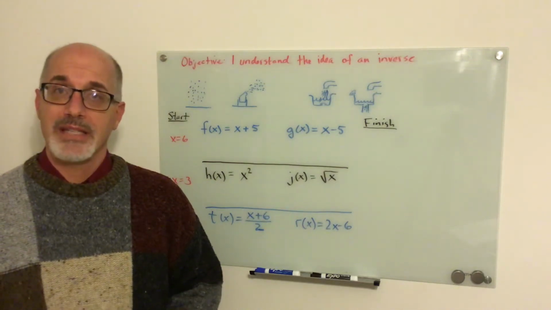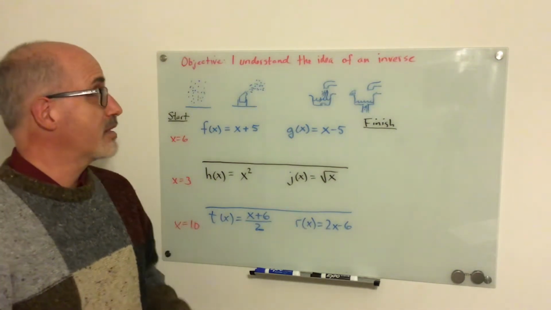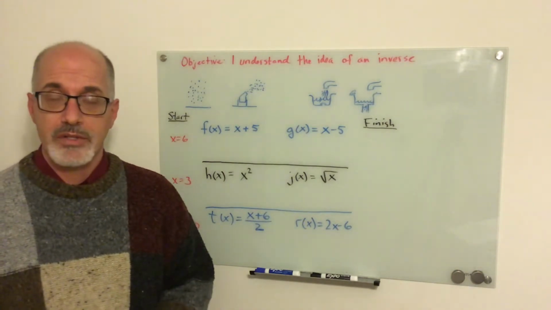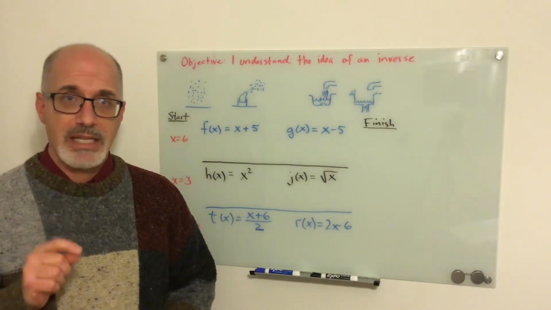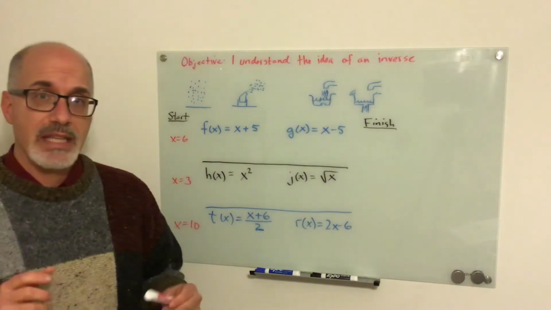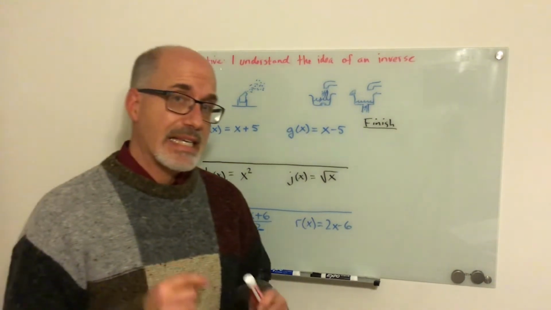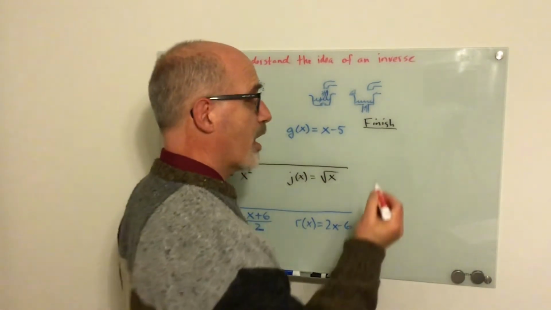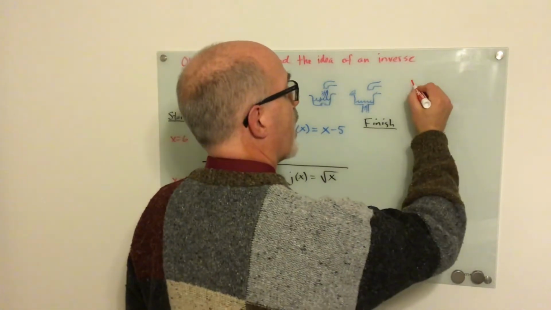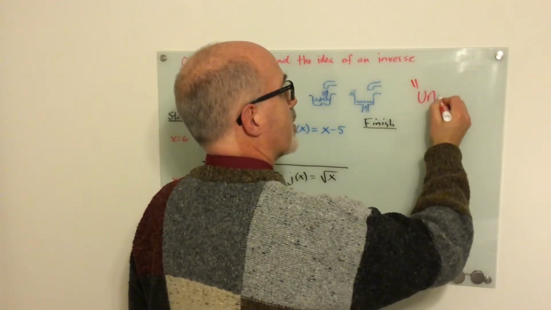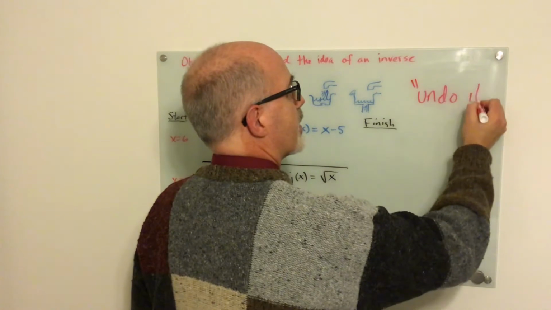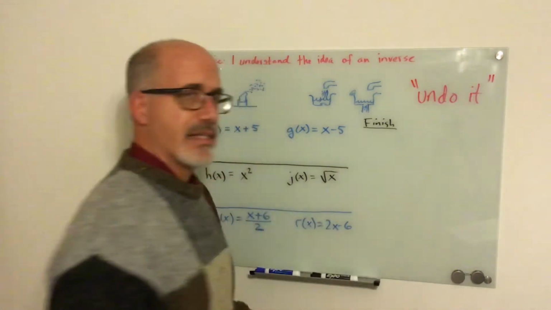We want to discuss the idea of an inverse. So our objective is, I understand the idea of an inverse. To capture what the idea of an inverse is, you have to understand that the key idea behind it is that it will undo what the original thing does to something. So undo is the key concept.